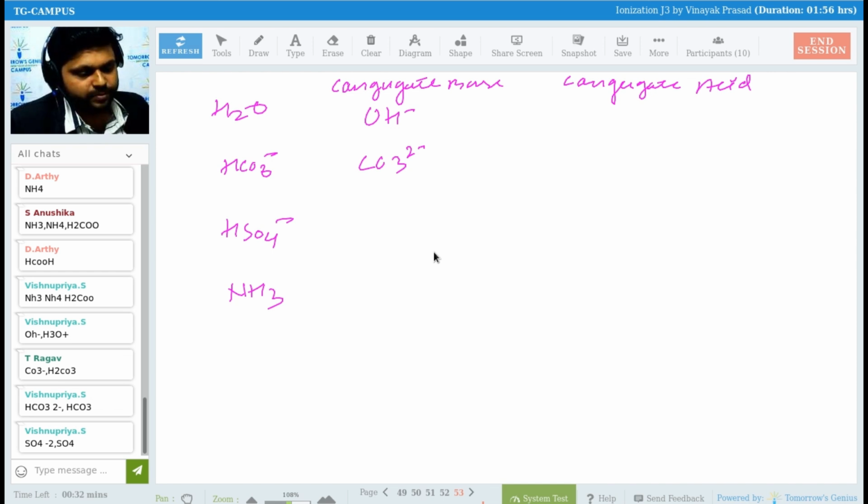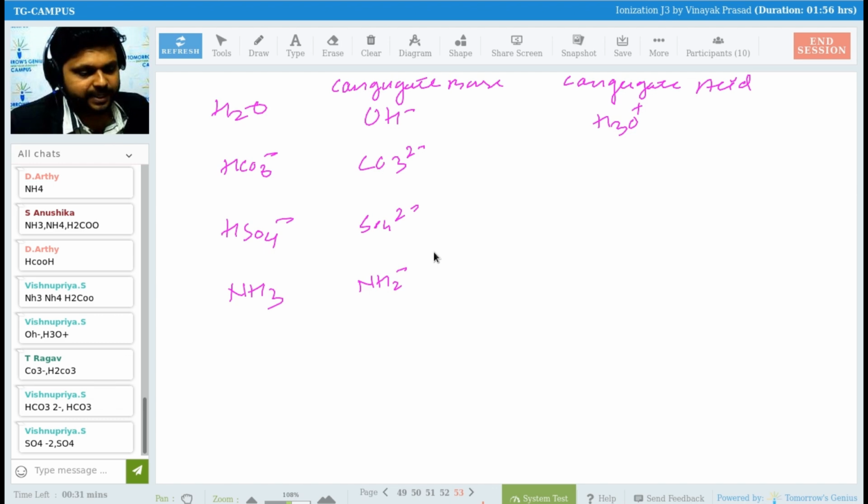In case of HSO4, SO4 2 minus. Right? And in case of NH3, so you will be writing what? NH2 minus. Yes. In case of acids, H2O is there. So what you will be writing here? H3O plus.